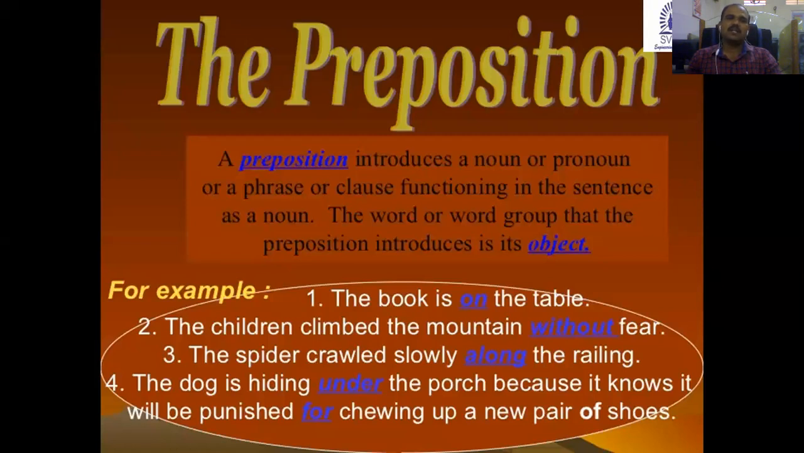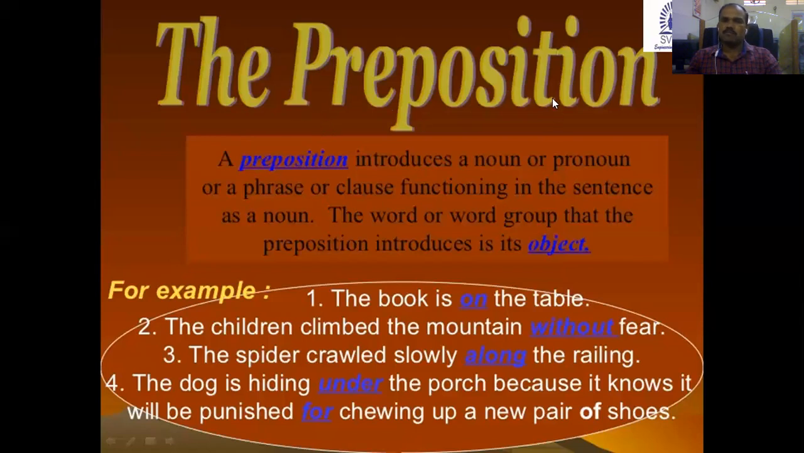Now next point is about the prepositions. What is the preposition in Marathi? Anyone can tell what is the meaning of preposition in Marathi language? कोण सांगते preposition म्हणजे काय? शब्दयोगी अव्यय. शब्दयोगी अव्यय. And conjunction means? उभयान्वयी अव्यय. Absolutely true. उभयान्वयी अव्यय and शब्दयोगी अव्यय.